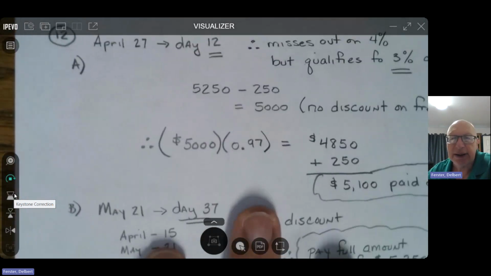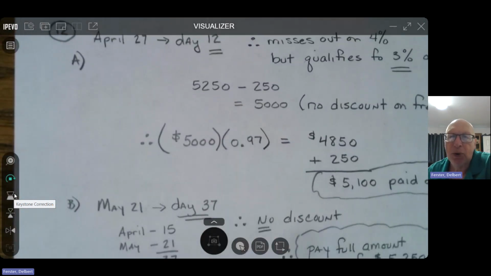Since it's a 3% discount, you see on the screen the complement of 3%, and that would help us find in one shot what he's going to pay as a result of that 3% discount. So he's going to pay $4,850 because he was able to qualify for the 3% discount. But remember, he has to also pay the $250 freight charge. So we're going to add that back in to find his payment amount at $5,100. To make a long story short, he was able to take the 3% discount, but he was unable to take the 4%. He did not pay fast enough.